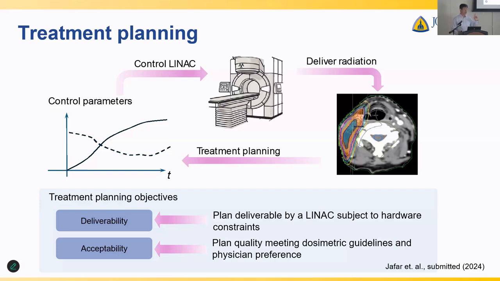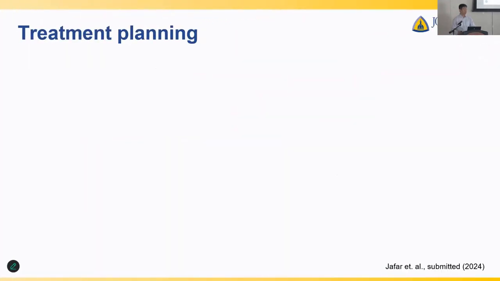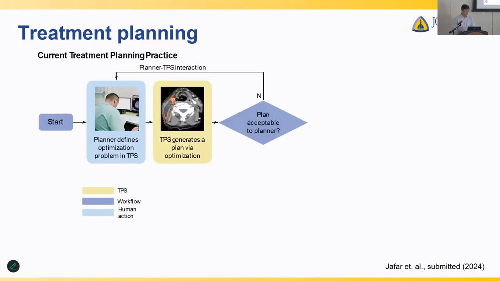So these two are coupled objectives, as we have to meet both in the treatment planning process. And then the question is, what is the current standard status and why do we need improvement? So I'm just outlining the current treatment planning practice.